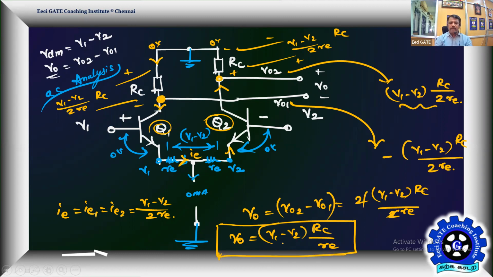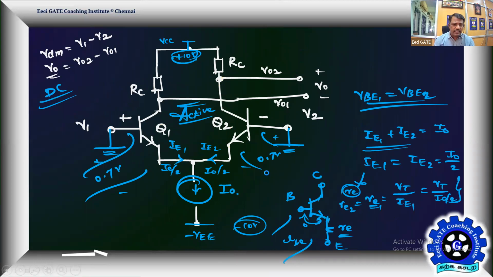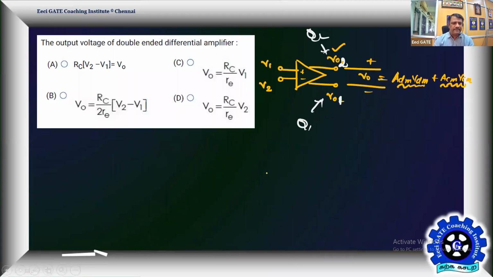There is no component for the common mode automatically. This V1 minus V2 is nothing but your difference mode component only, that is getting amplified by RC by small re. So the problem is not talking about ADM and ACM. It is talking about only the output voltage, as a function of V1 and V2. So we got the relation. Okay, we'll see what options are given. What is our resultant? V0 should be equal to RC by small re into (V1 minus V2).